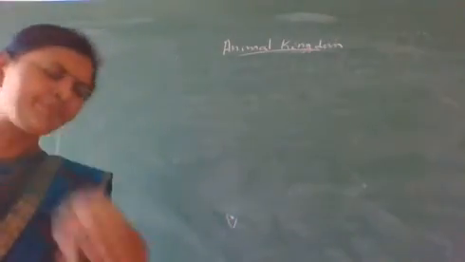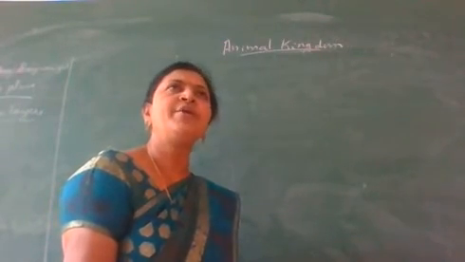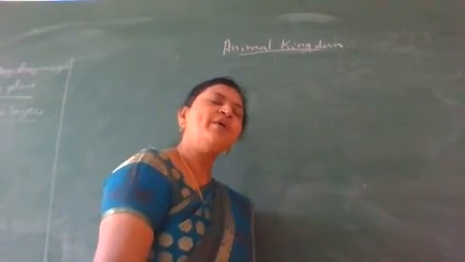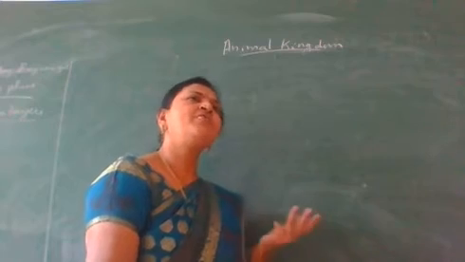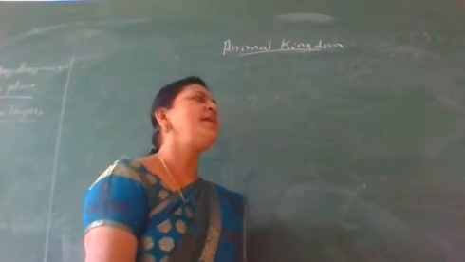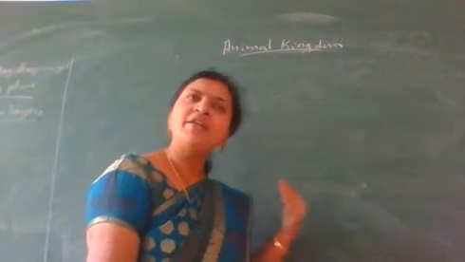Now, the next classification is based on germ layers. Based on what layers? Germ layers. What are these germ layers? During embryonic development, the germ layers formation takes place, which are in the form of ectoderm, endoderm and mesoderm. These three layers are called germ layers that are developed during the embryonic stages.